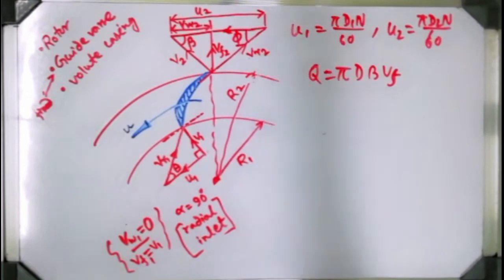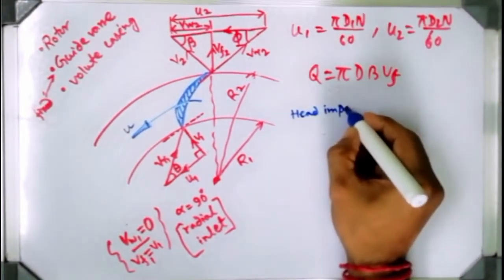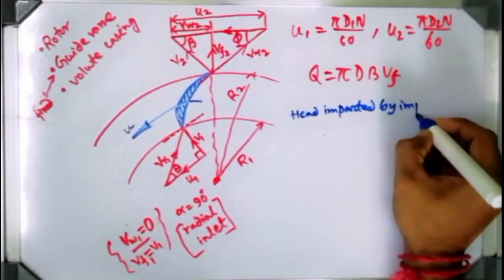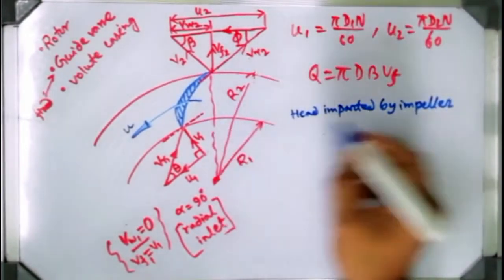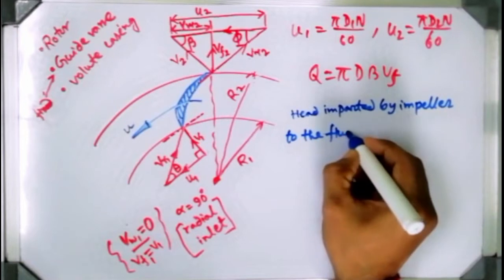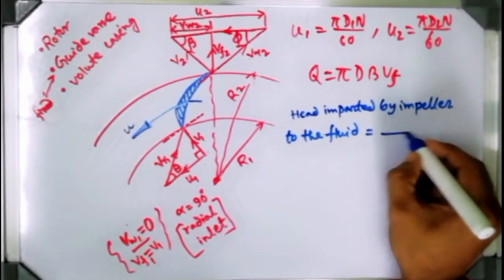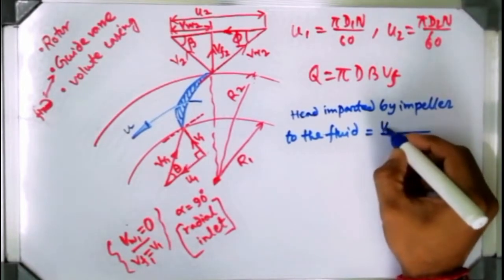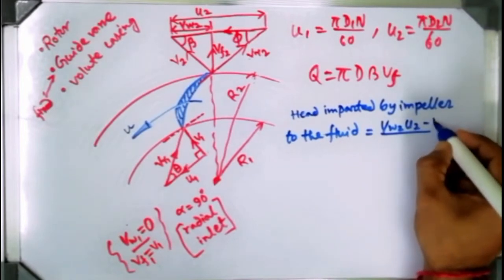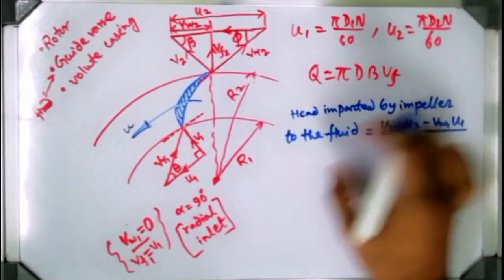From there you can find the head imparted by the impeller, meaning the rotor, on the fluid. What will it be? It is nothing but Euler's equation. I think you can recall it; if you forget, then go back. (vw2 u2 minus vw1 u1) divided by g, that is the Euler's equation.